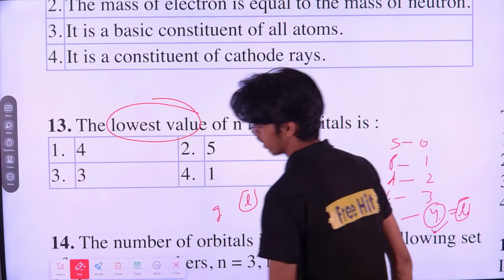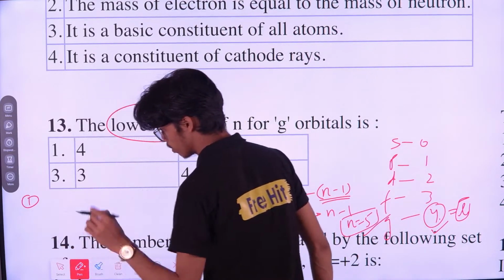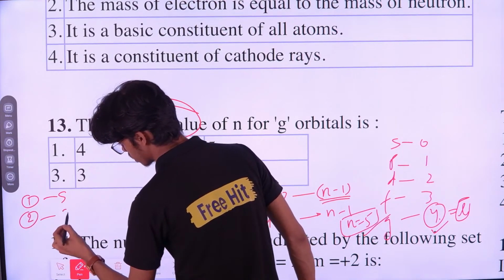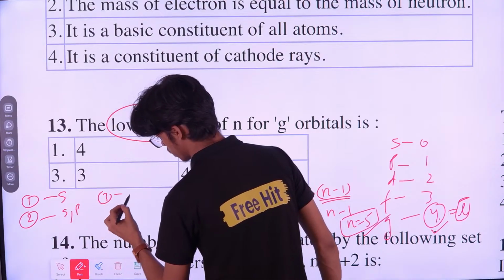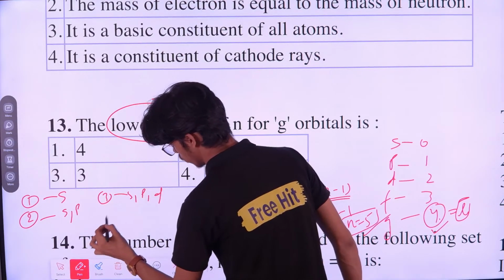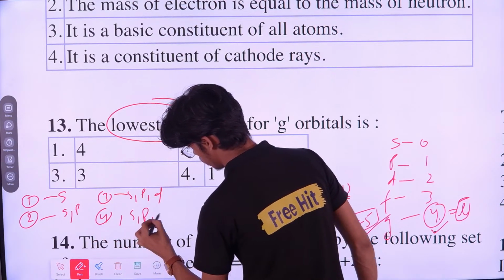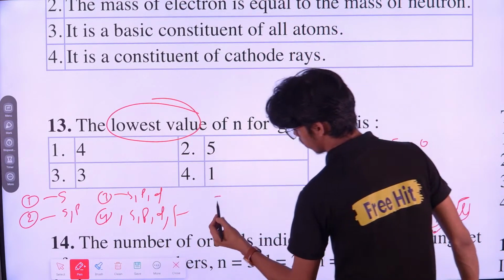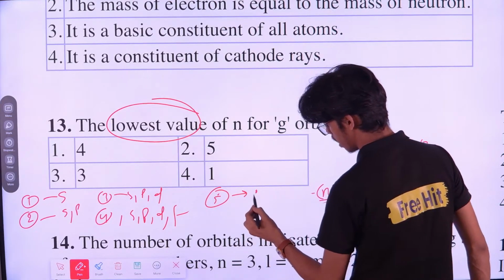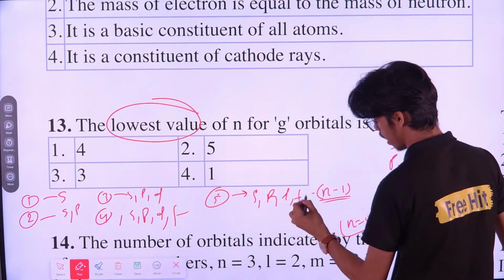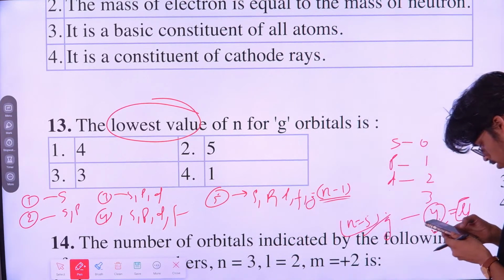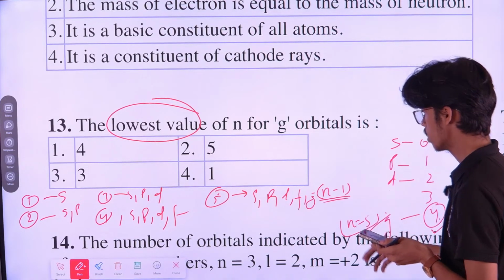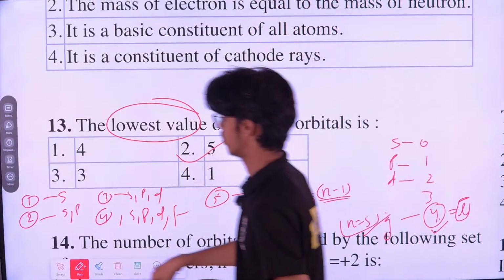So if n was equal to 5, then G will exist. Like for principal quantum number 1 only S exists, right? For principal quantum number 2, S and P both exist. For 3, S, P, D. For 4, S, P, D and F. And similarly for principal quantum number 5, S, P, D, F, G. Got it? So 13, option number 2. Gokul, you are also right. Very good, Gokul.